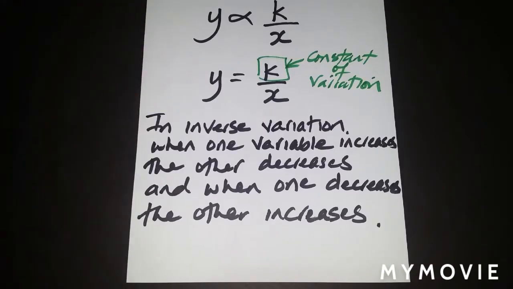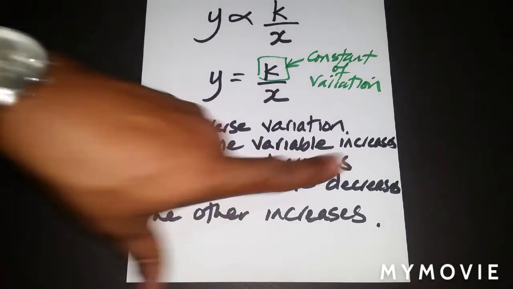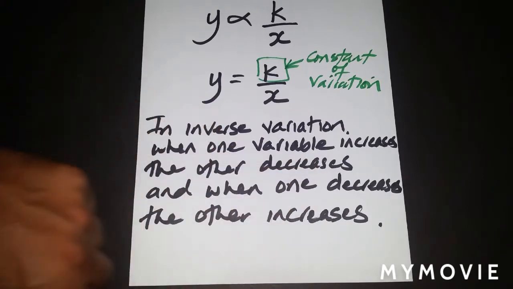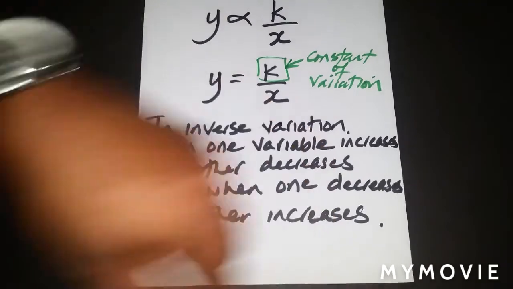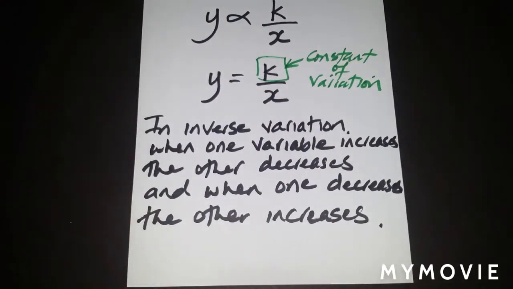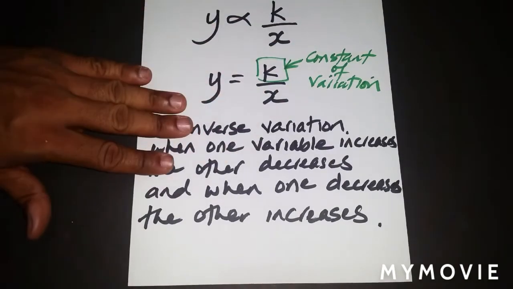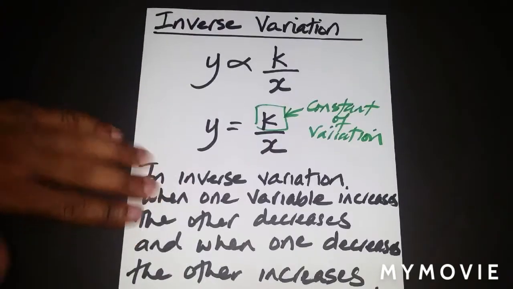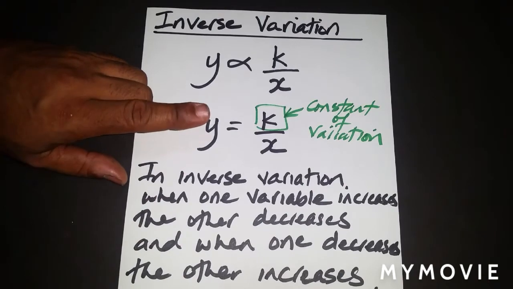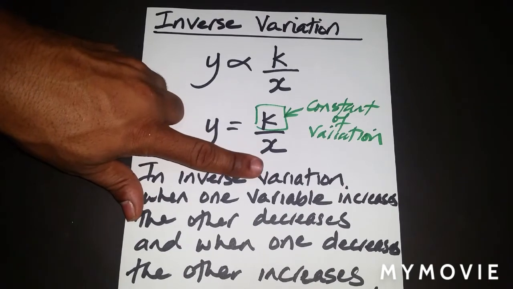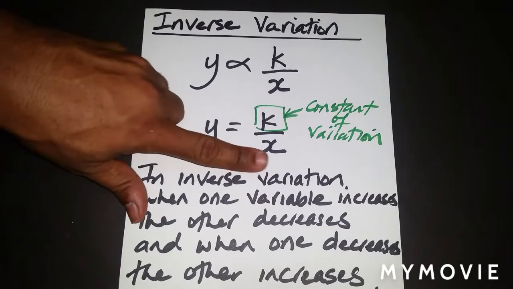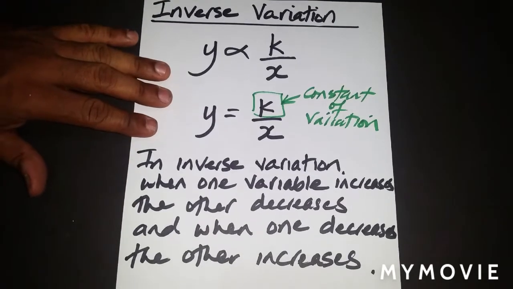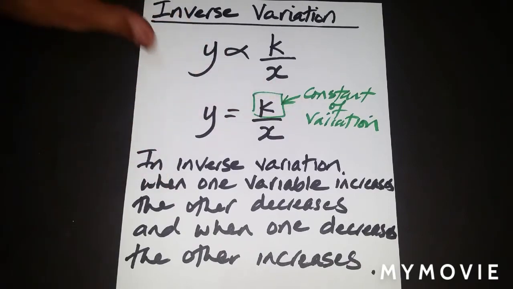Now, in inverse variation, when one variable increases, the other decreases. So when one variable goes up, the other variable comes down. And when one variable decreases, the other variable increases. Inverse variation, all right? What does that mean? When the value of y increases, the value of x decreases. Or when the value of y decreases, the value of x increases. And again, k is a constant of variation.